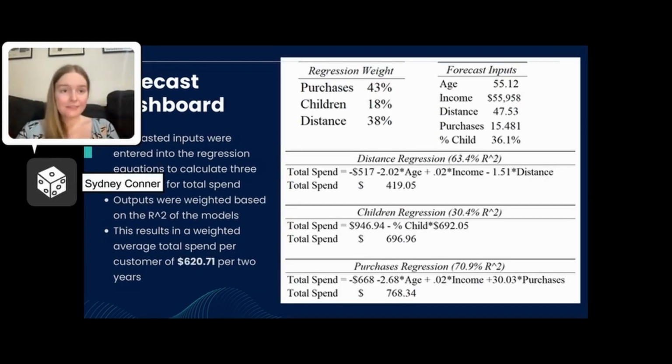So because of that forecast dashboard, the inputs were entered into the regression equations to calculate 3 estimates for total spend. The outputs were weighted based on the R-squared of the models, and this resulted in a weighted average total spend per customer of $620.71 per 2 years. Great information.